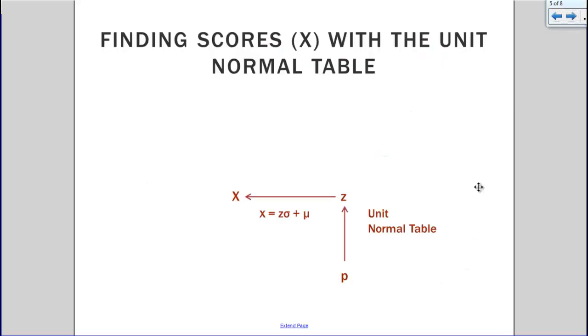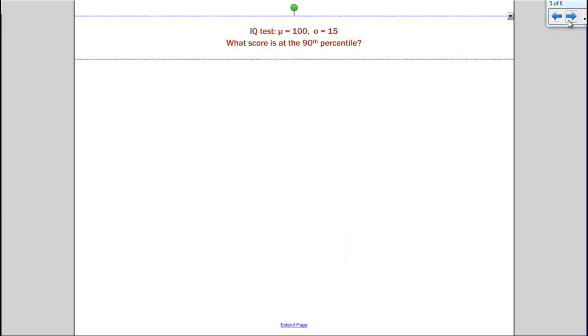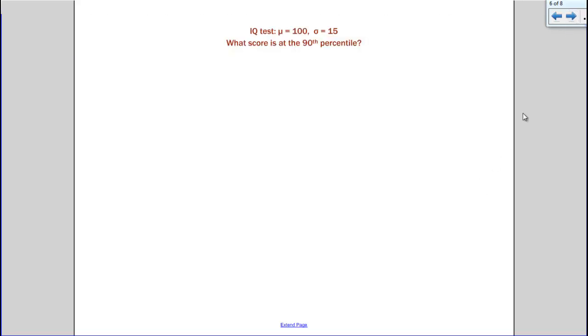So now let's shift focus to, we start off with a probability or a proportion. We use the unit normal table to then find the z-score. Then we use the z-score to calculate x using this formula here. So we're still using the same distribution, the IQ distribution. But now we want to know what score is at the 90th percentile. So we have a situation again where we have p. So if you see percentile, that is akin to probability or proportion. We're going to use the unit normal table to locate z, and then we're going to calculate x.